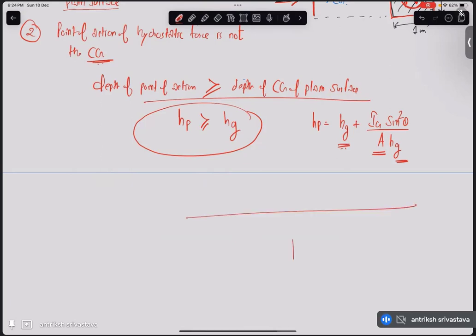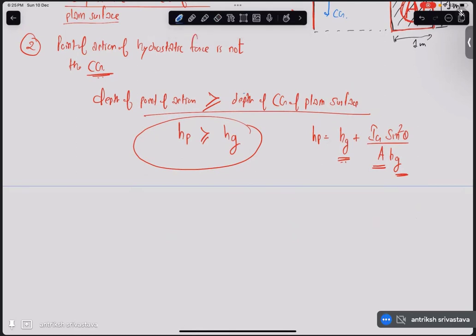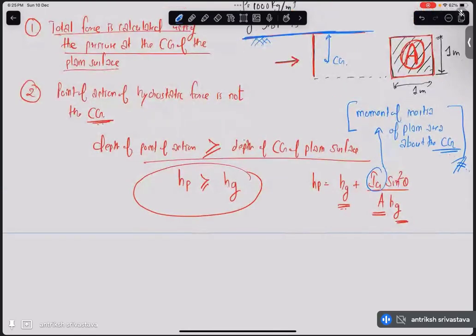So let's say this is your square plate. So this angle, 90°, is your theta. And let's say if this is your particular plate, then this angle is your theta. Okay, nothing too complicated. What is Ig? Ig is the moment of inertia of the plane surface area about the CG. Okay, that is your Ig. So the moment of inertia about the CG for this given configuration, that is nothing but your Ig.